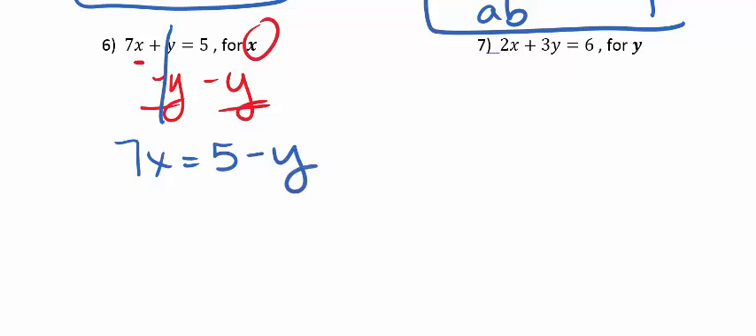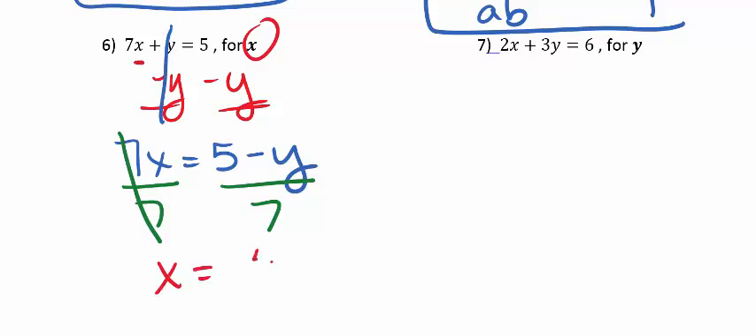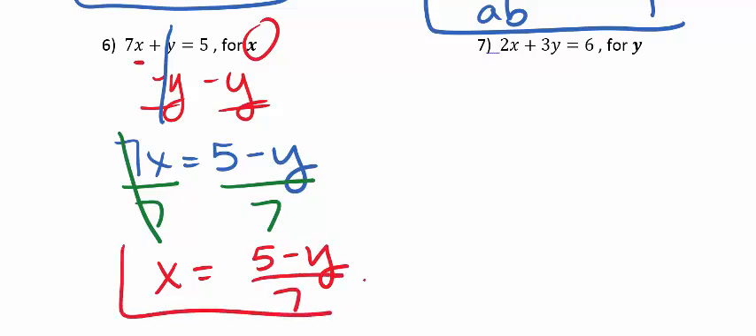Now I can go ahead and get rid of the 7. It's 7 times x, so I'm going to divide both sides by 7, and that way this 7 and 7 divide out, and I get x alone. x is going to equal 5 minus y over 7.